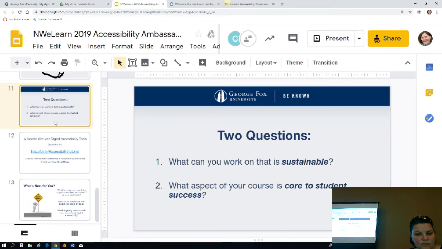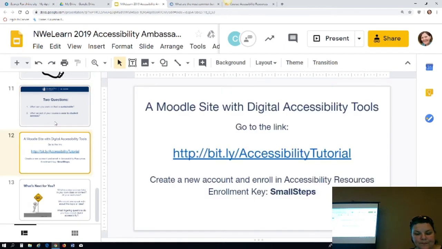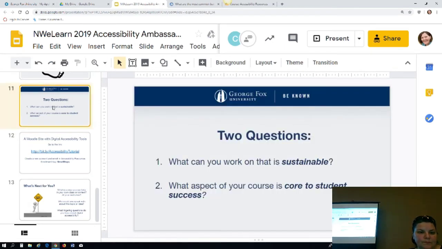And then also thinking about what aspect of your course is most core to student success. If you're thinking, I have all of these touch points with my students, where do I focus my attention? Think about your student learning outcomes, that final destination of where you want them to get, and what aspects of my course directly feed into that success. And focus your time on those pieces of what you do.